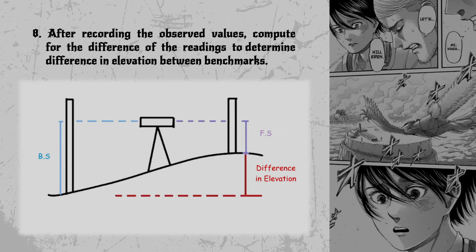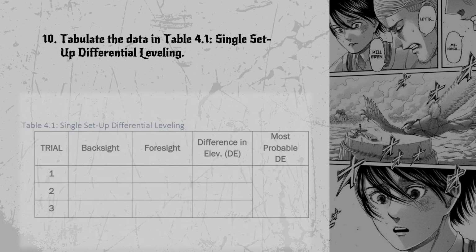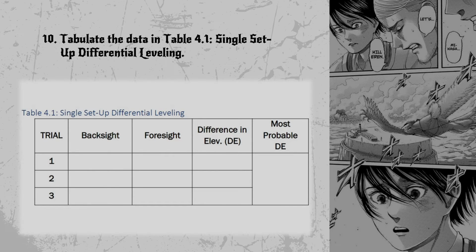Step 8. After recording the observed values, compute the difference of the readings to determine the difference in elevation between benchmarks. Step 9. Repeat procedures 1 to 8 for the second and third trial. Step 10. Tabulate the data in Table 4.1, Single Setup Differential Leveling.